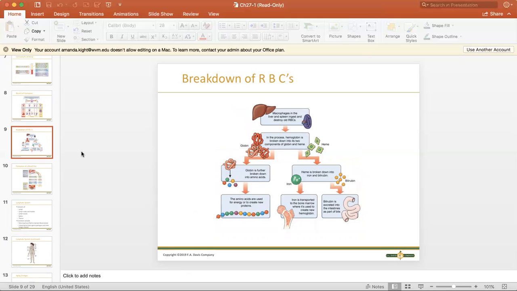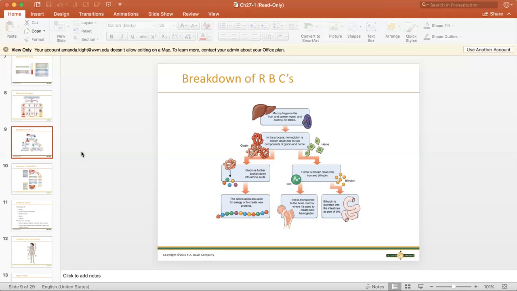Okay, so this I find absolutely fascinating, again, because it does have a little bit to do with what I do. So, the breakdown of red blood cells. Red blood cells do have a lifespan. As you can see, there's a liver at the top left. Of course, I'm excited because that liver is my second favorite organ. And the liver has a lot to do with this.